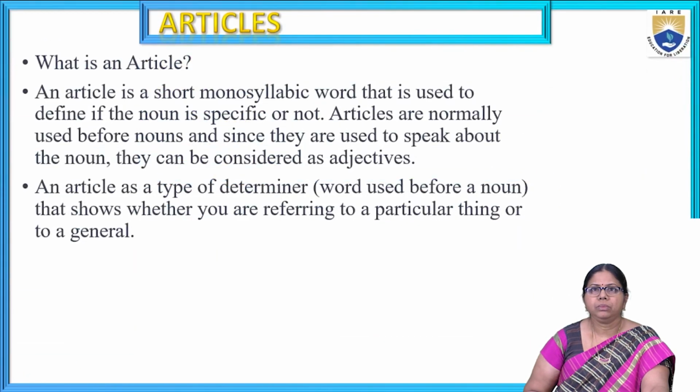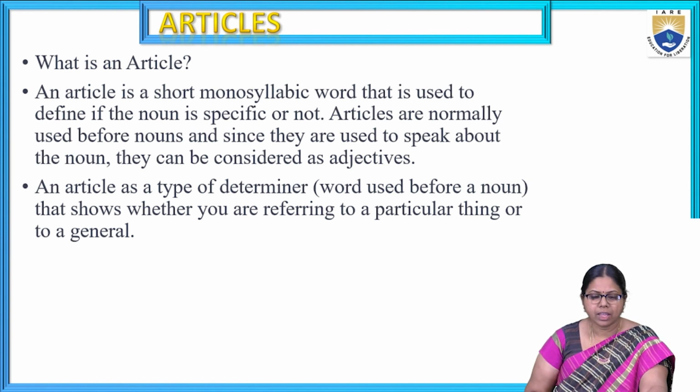First, we are going to discuss the definition of an article. What is an article? An article is a short monosyllabic word that is used to define whether a noun is specific or not. Articles are normally used before nouns since they are used to speak about nouns. They can be considered as adjectives. It is a short monosyllabic word used before a noun to specify whether it is a specific noun or a general noun.